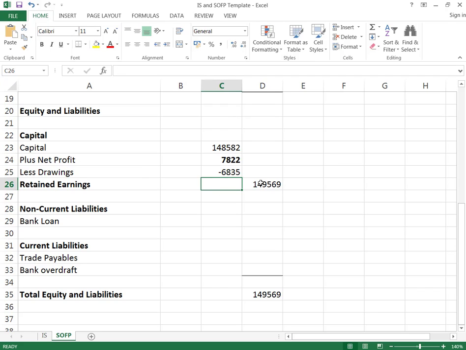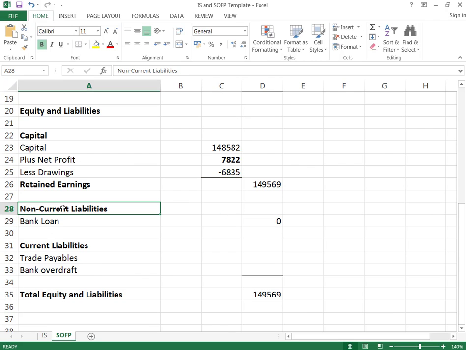That means that we have retained earnings. And what is retained earnings? Retained earnings is capital and profit that you haven't spent yet. So in this case it's capital plus net profit less drawings gives me this retained earnings figure, which is 149569. And then finally, let's have a look. Do we have any bank loan? No, we don't, so we'll just put in a 0 there.